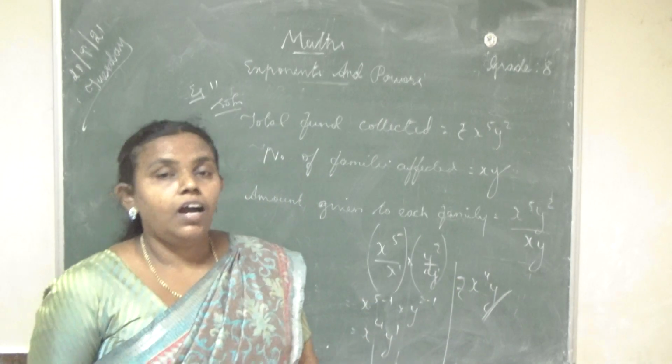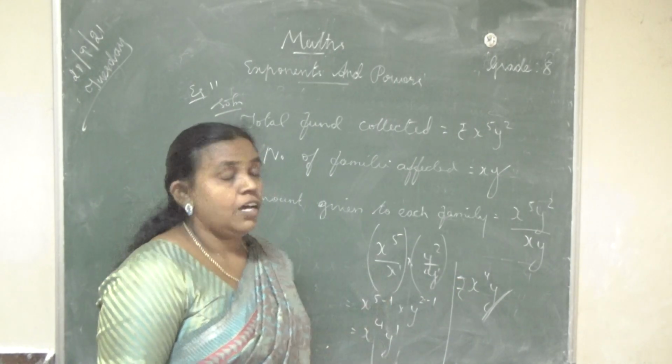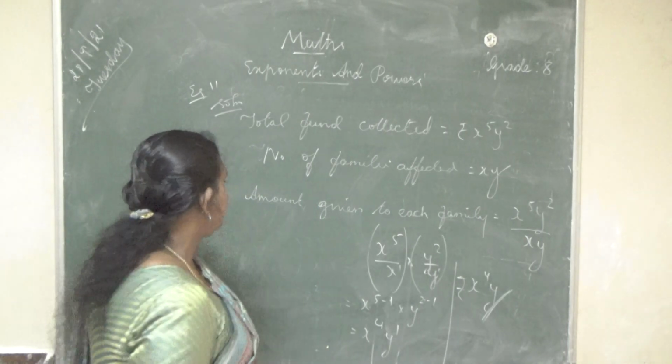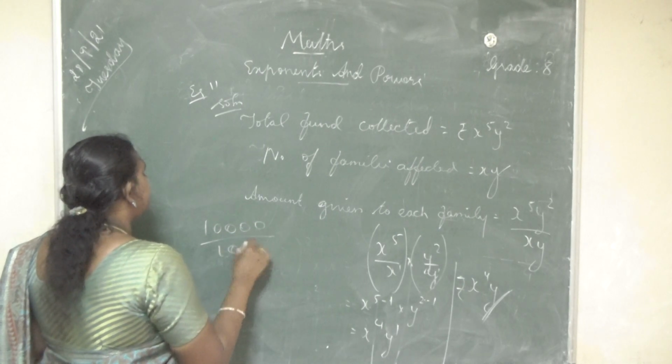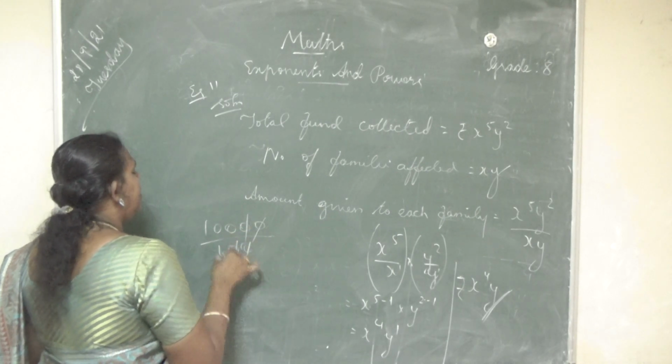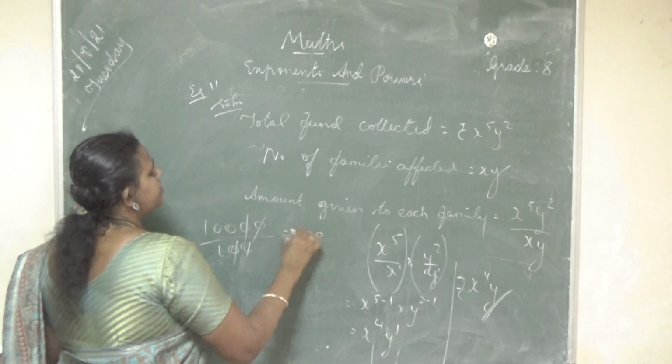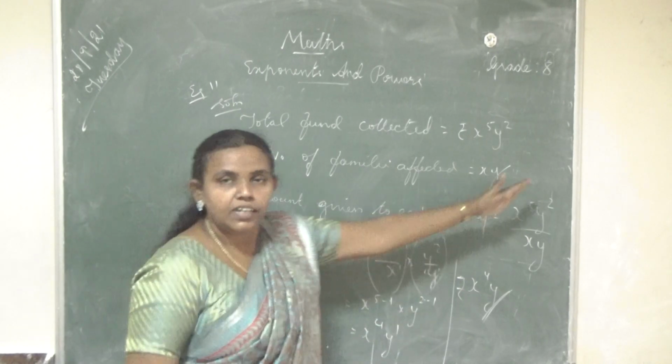Okay? How you divide, you understand now? For 10,000 by 100, at once you will do it like this. See, I collected 10,000 rupees. I have 100 families affected. So what will you do? Each family is going to get 100 rupees, is it? Likewise only you did. Okay.